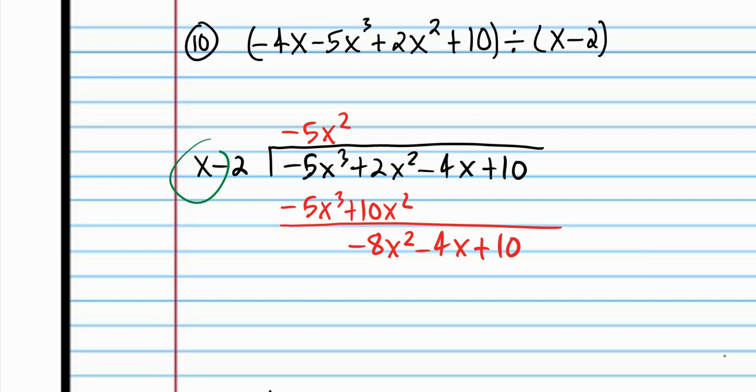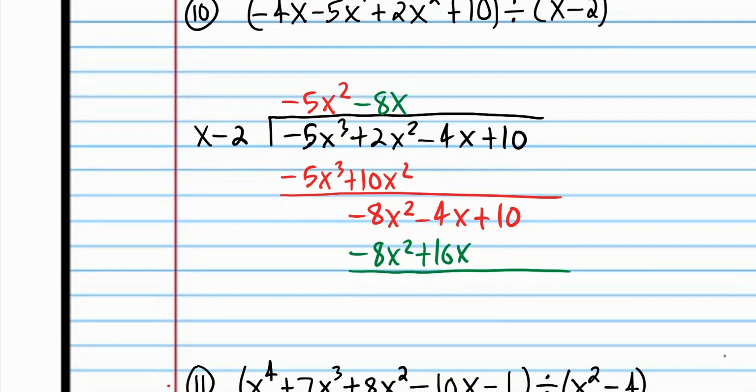Step number 1, x times what is equal to negative 8x squared, and the answer is negative 8x. Step number 2, negative 8x times x minus 2 is equal to negative 8x squared plus 16x. Step number 3, subtract negative 4x minus 16x. Negative 4x minus 16x is negative 20x. And 10 minus nothing is 10. So that is cycle number 2.